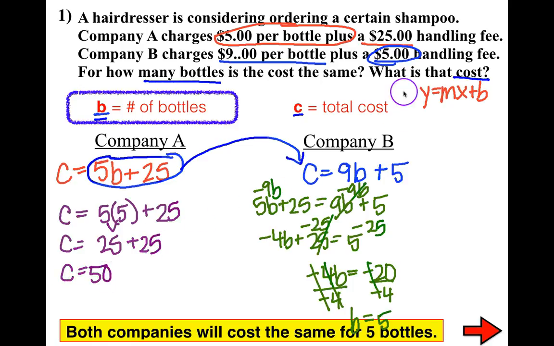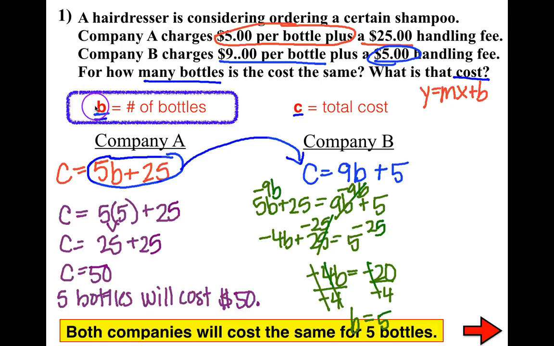So here, in order to answer the question, what is the cost going to be? 5 bottles will cost $50. So again, it's important that you identify what your variables represent, so that way when you do solve, in this case C equals 50, I can look back and say, oh, C equals the total cost. So in a case when you're buying 5 bottles, I can see that if C equals 50, the cost will equal 50 as well.